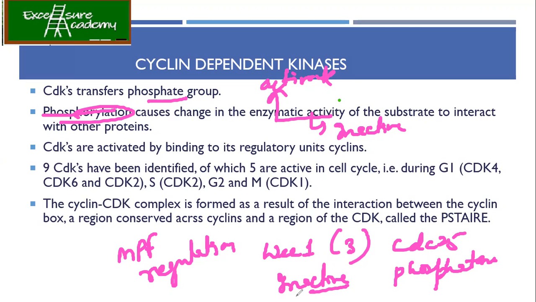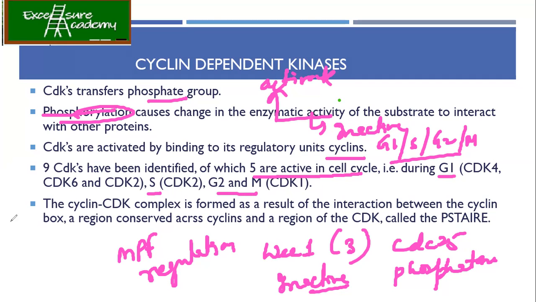Now CDKs are activated by binding to their regulatory units called cyclins. What we have studied so far in the cell cycle is that each phase of the cell cycle, whether it is G1, S, G2 or M, has its own particular cyclins. 9 CDKs have been identified in total, of which 5 are active in the cell cycle. During G1, it is CDK 4, 6 and 2. During S phase, it is CDK 2, and during G2 and M, it is CDK 1.